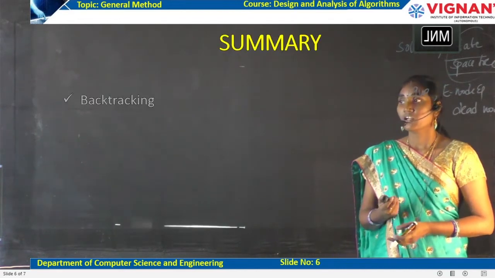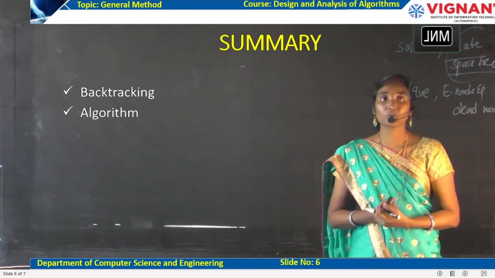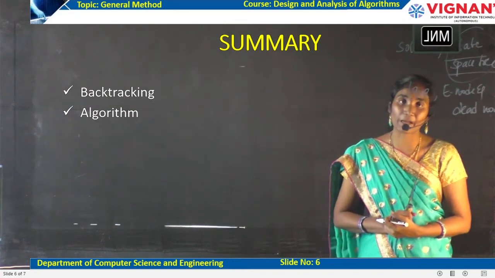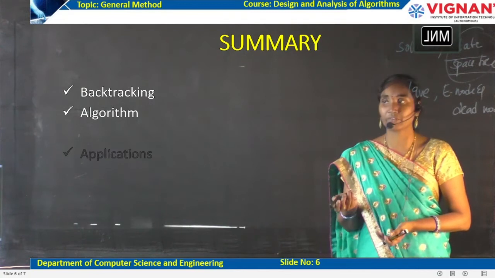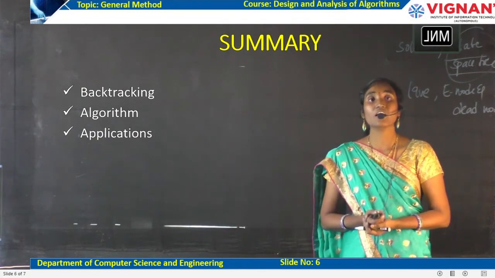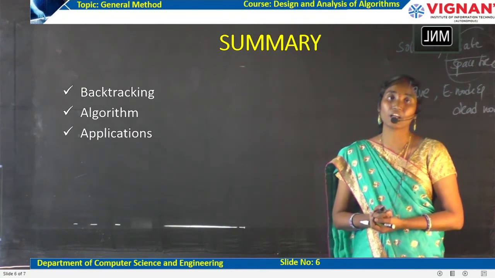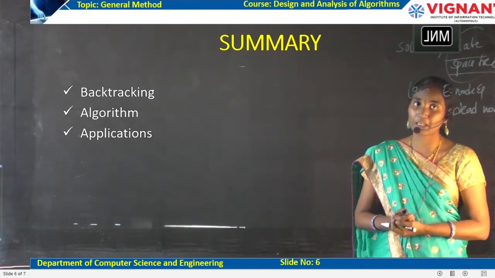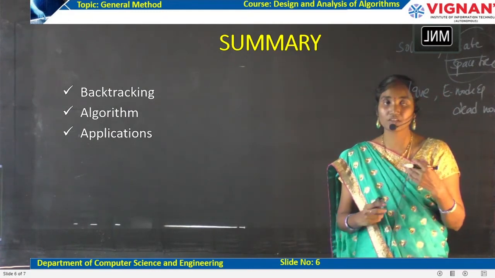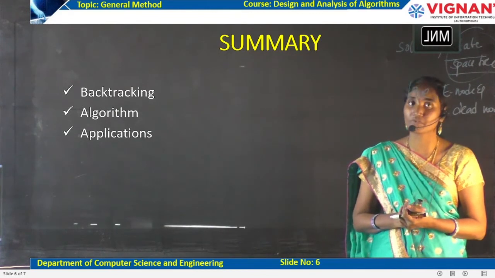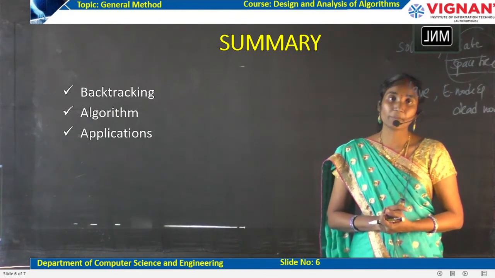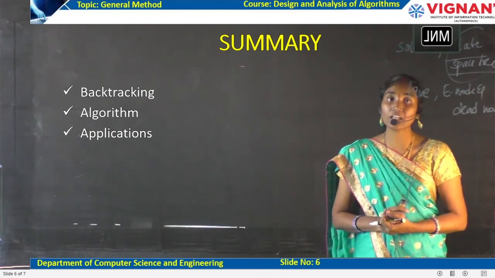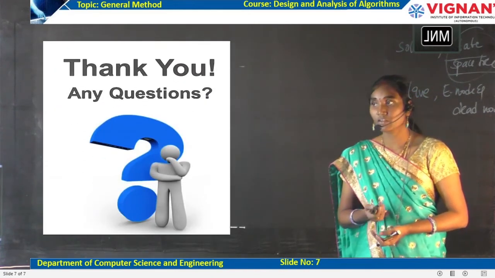Now coming to the summary. Today we have seen what is meant by backtracking, the control abstraction of backtracking, and also the applications of backtracking. One classical example is the maze, and we have also mentioned applications such as sum of subsets, n-queens, the M coloring problem and Hamiltonian cycle. Thank you.